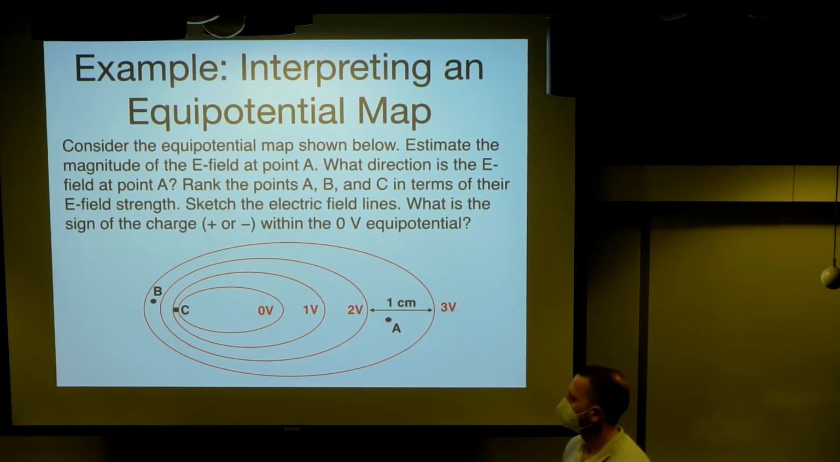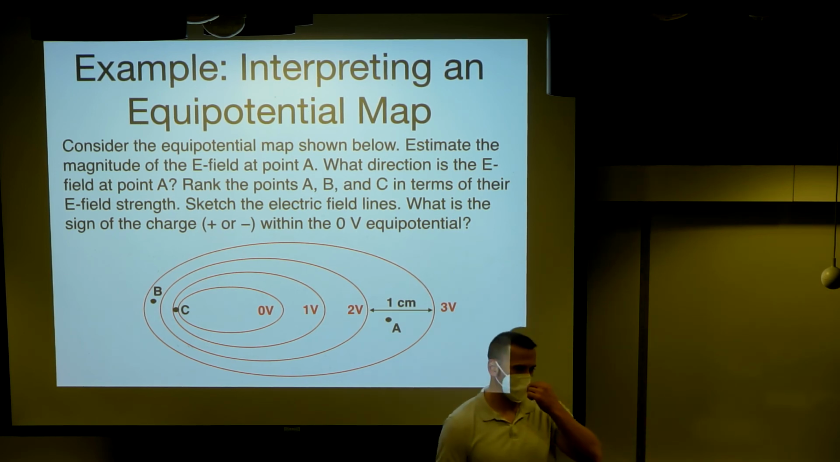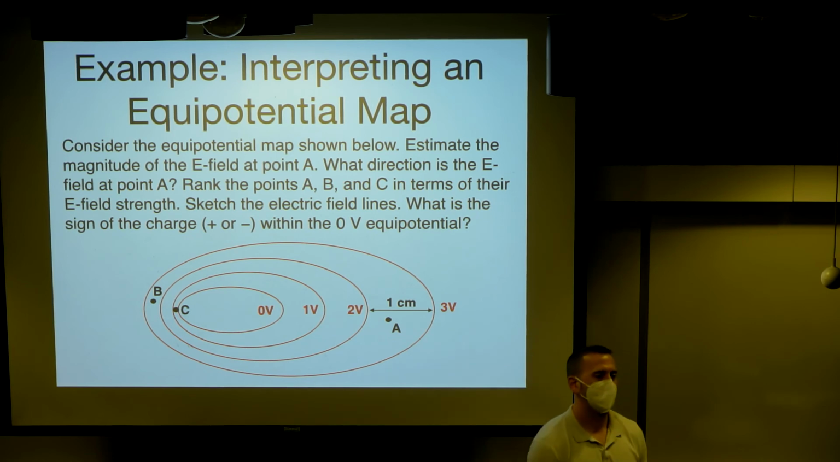Sketch the electric field lines. Okay, how do we do this? What's the general rule that we follow? Perpendicular. They have to be perpendicular to the equipotentials, right? That's what we know about the E field. And what direction do they point in? They're going to go from high to low potential. That's how this works. So let's think about it.